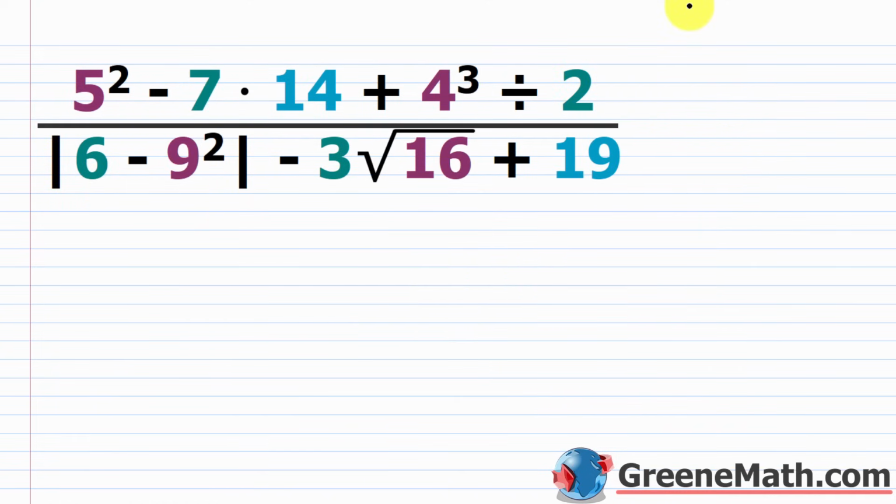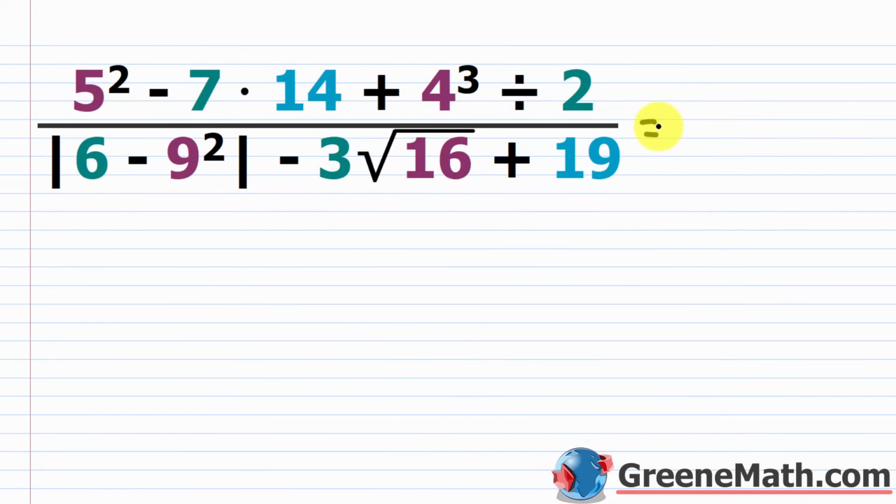All right, let's look at problem number 9 now. So another order of operations problem. And another guy with a fraction involved. So we have 5 squared minus 7 times 14 plus 4 cubed divided by 2. This is over, or you could say divided by, the absolute value of 6 minus 9 squared, then minus 3 multiplied by the square root of 16, then plus 19. So again, I'm just going to focus on the numerator and denominator separately. We can do the main division at the end.